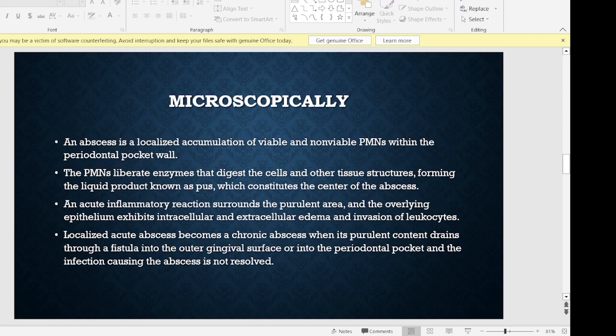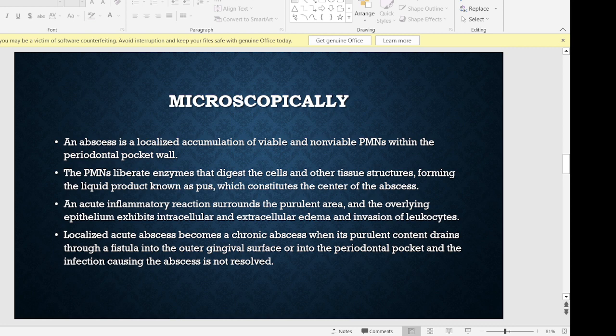So an abscess is a localized accumulation of viable and non-viable polymorphonuclears within the periodontal pocket wall. The polymorphonuclears liberate enzymes that digest the cells and other tissue structures, forming the liquid product known as pus, which constitutes the center of the abscess.